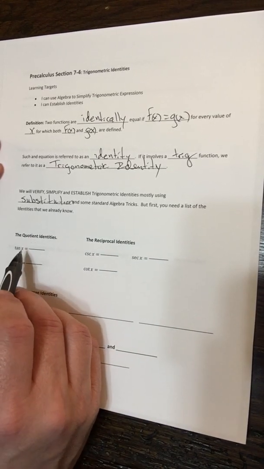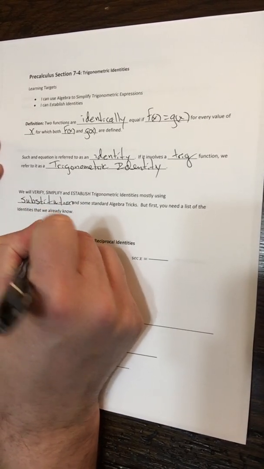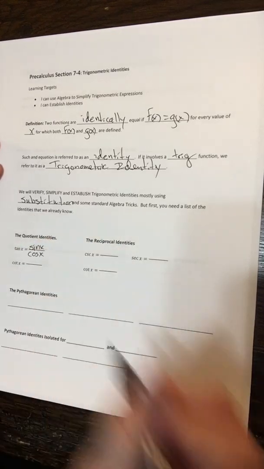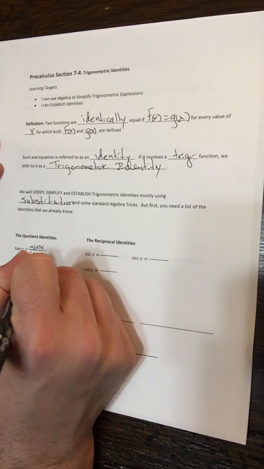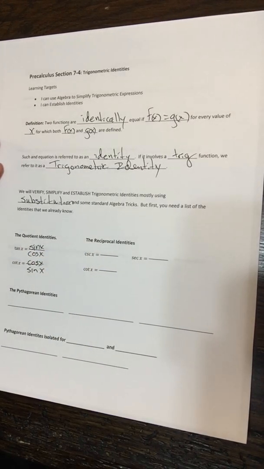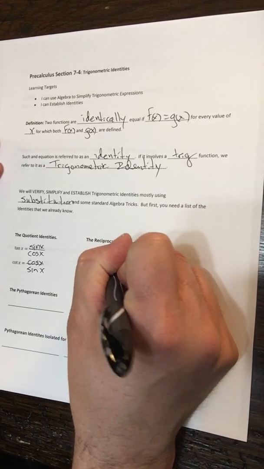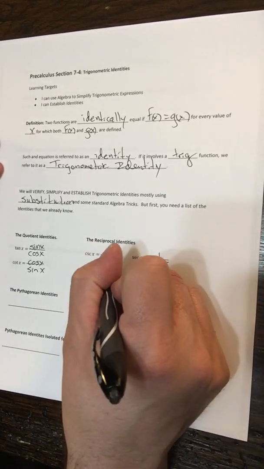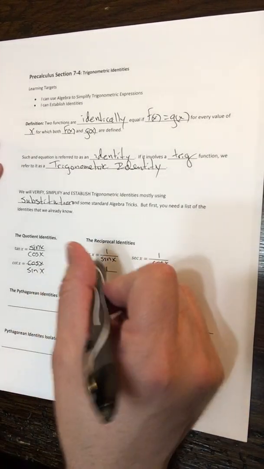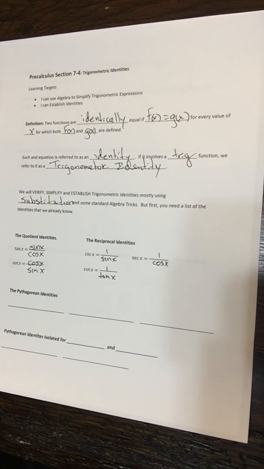The quotient identities are referred to, the tangent is equal to sine of x over cosine of x. And then the cotangent of x is cosine of x over sine of x. The cosecant, these are the reciprocal identities, is 1 over the sine of x. I think you already know that. Secant is 1 over cosine of x. And the cotangent can also, in addition to be written as cosine over sine, can be 1 over the tangent of x. Those are the quotient identities and the reciprocal identities. We will be using those to substitute.